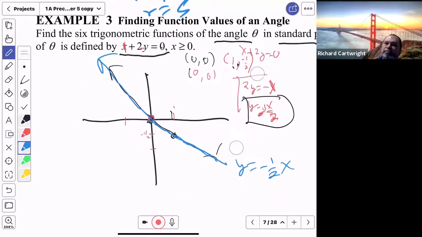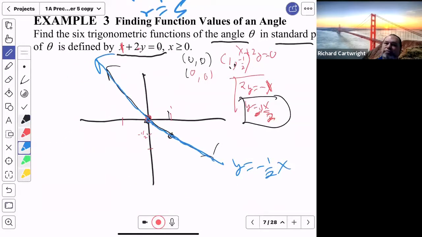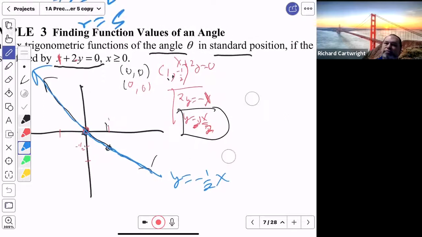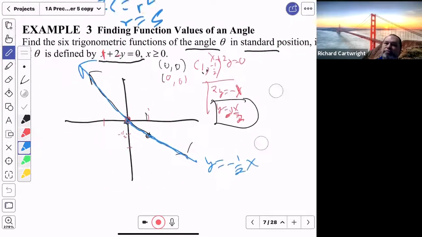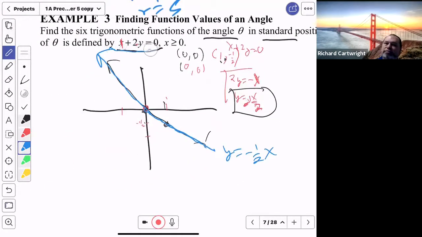Anyway, what's he saying? Find all the 6 trigonometric functions of the angle in standard position if the terminal side of theta is defined by this. And I need one more thing. I didn't finish reading. He wants the x's to be greater than or equal to 0. So which triangle do I want? Do I want this triangle or do I want this triangle? Do I want left or right?